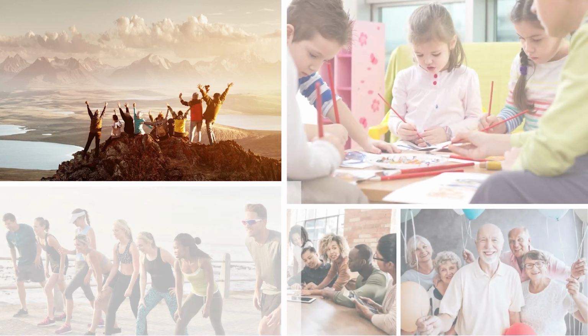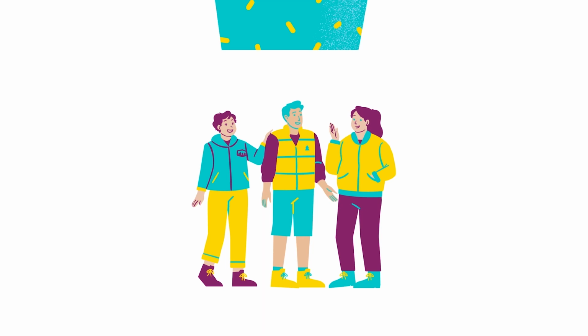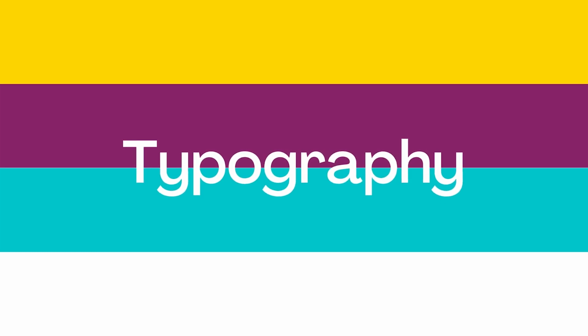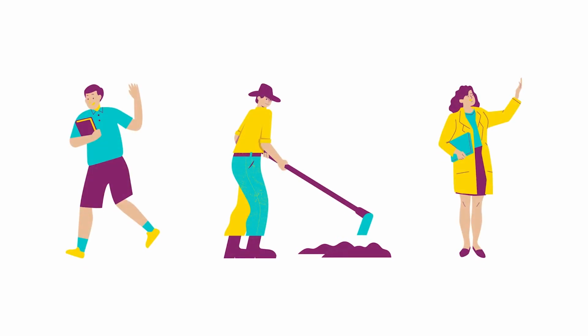This collection of people might share common traits like age, location, likes, dislikes, beliefs, behaviors, or hobbies. Understanding our audience before we start a design allows us to answer design decisions like color and typography, or how the audience might prefer to receive a message. A high school student, farmer, and doctor all have different ways of engaging with a design and its message. Once a designer knows who they are talking to, they can empathize with them.